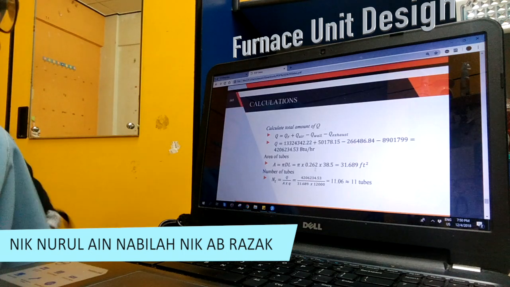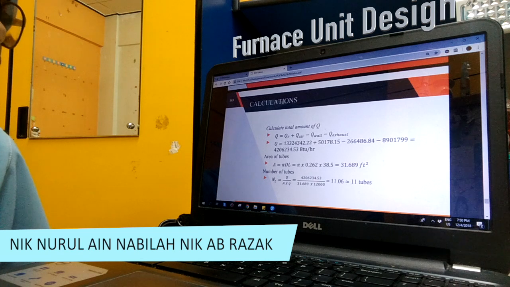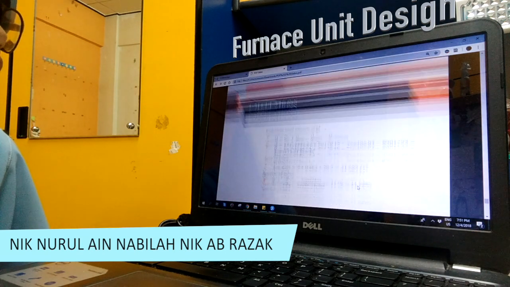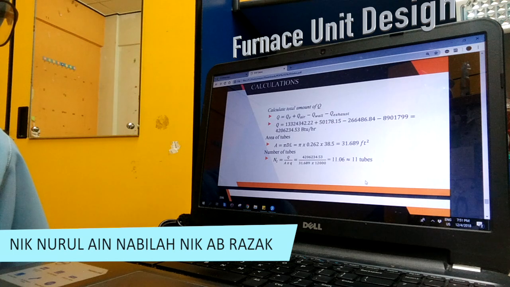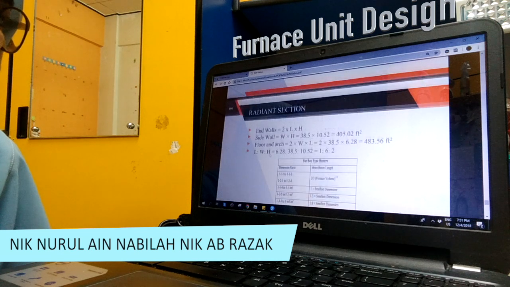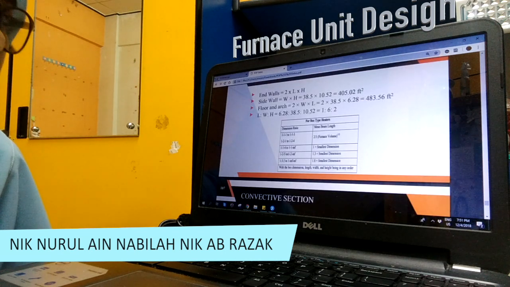And then this is the area of our tube that we calculated. After we calculate, we divide it by the amount of Q. We got 11 tubes for our furnace. And then we go to the radiant section. This is the dimension of our radiant section. This is from our paper, the ratio that we have to use.